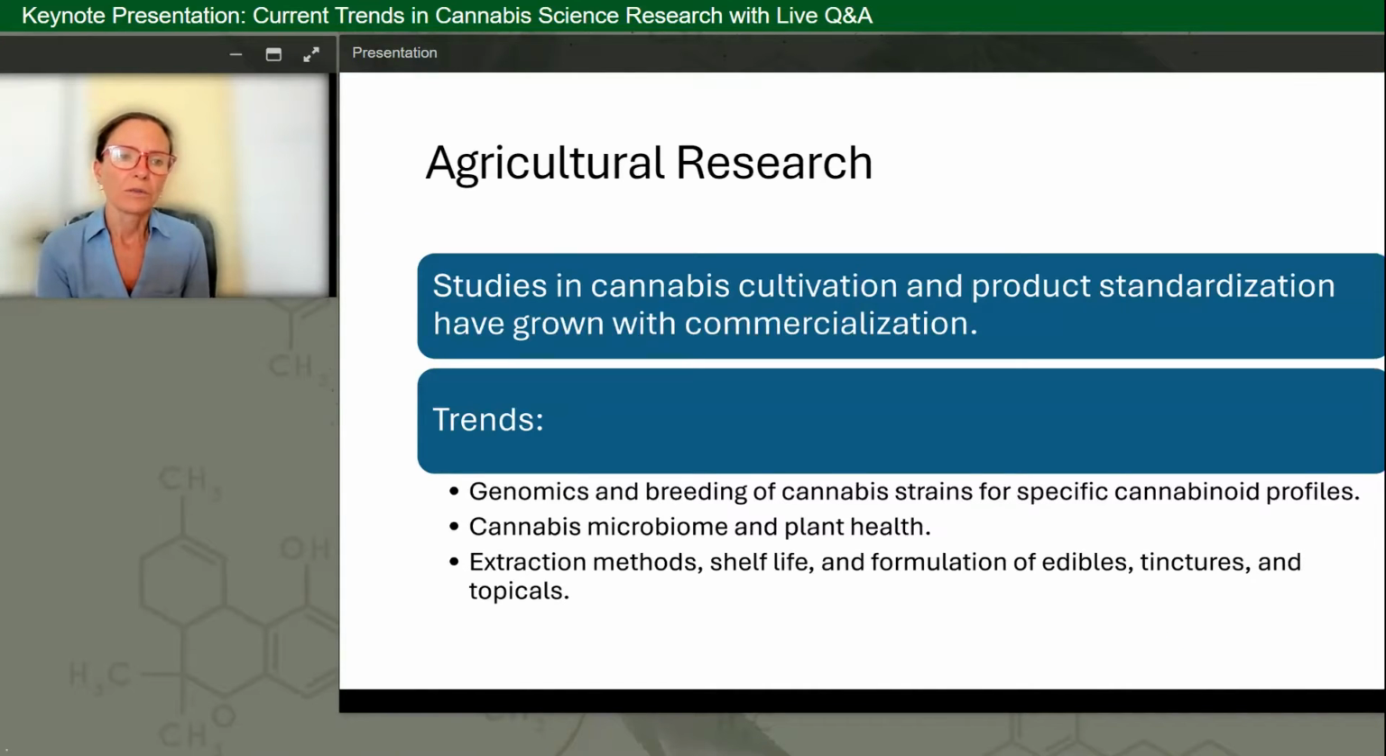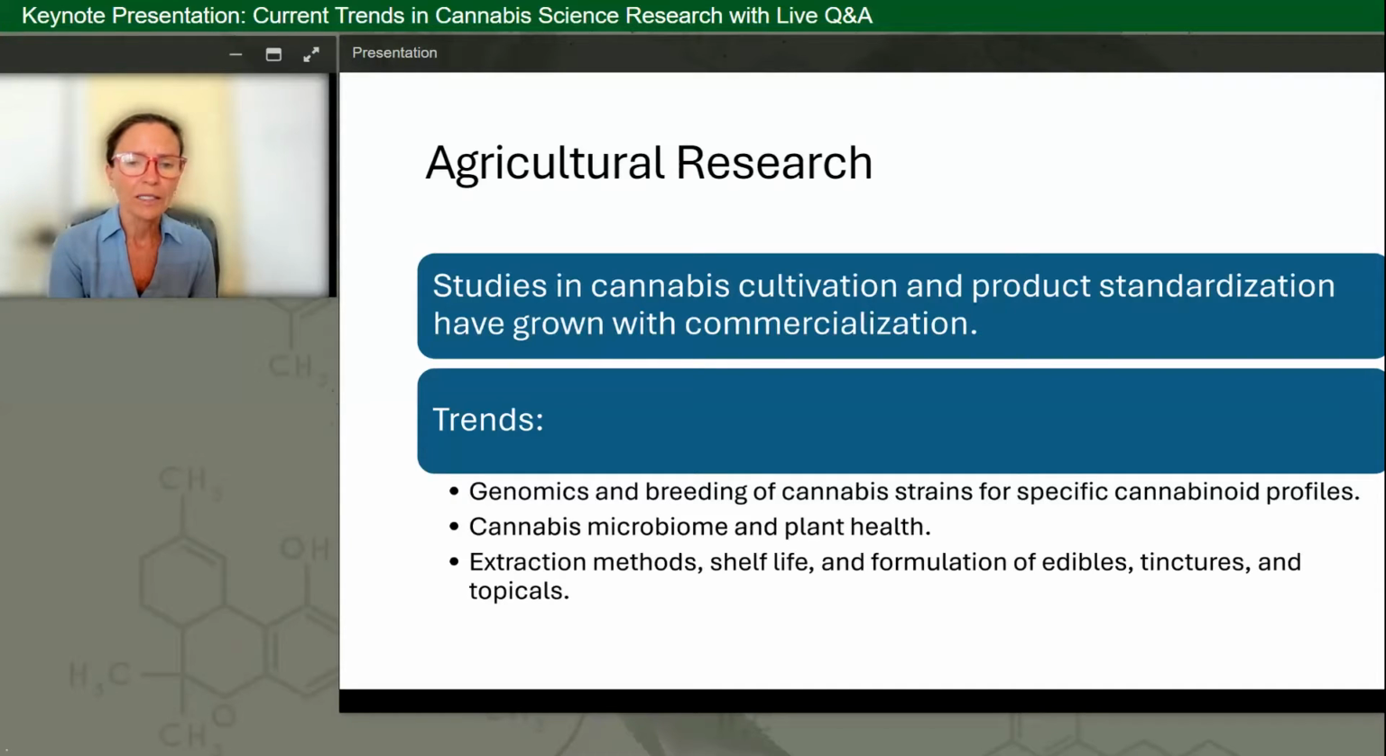So moving on from medical research, there's also increased interest in agricultural research. As cannabis and cannabinoids become more popular for various indications and become more culturally acceptable, there is a need to increase production and to also make production safe and in many cases targeted, so that the plants have a certain amount of THC, CBD, different cannabinoids, so that we can breed them appropriately for the indicated use. Studies in cannabis cultivation and product standardization have grown with the commercialization. So the trends lean towards studies in genomics and breeding of cannabis strains for very specific cannabinoid profiles, cannabis microbiome and plant health, which is really interesting and something I definitely want to dig further into.